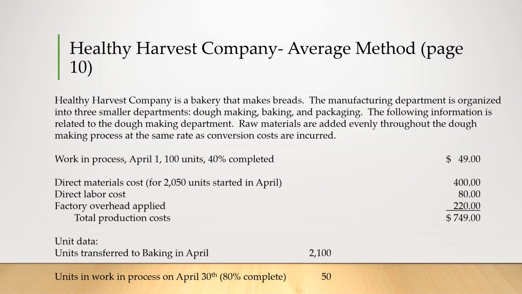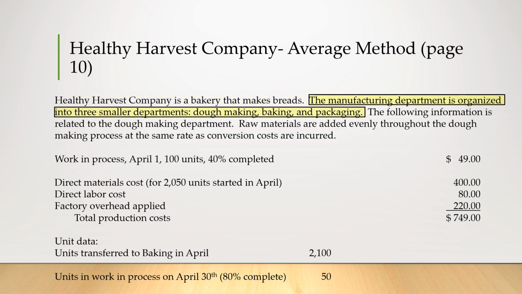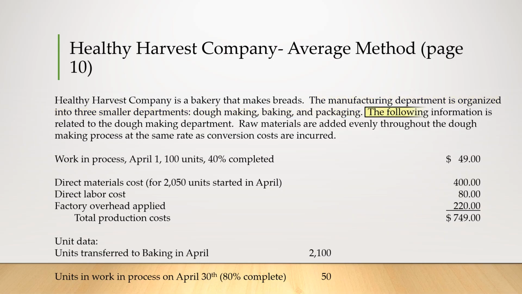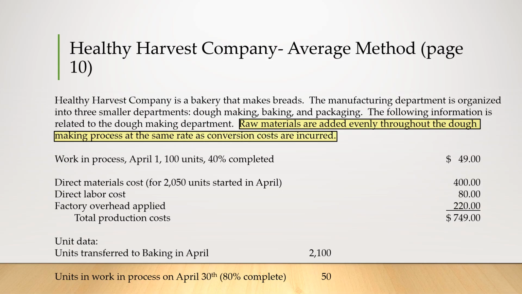Let's look at another problem and observe the average cost method. Turn to page 10 to consider the following information for Healthy Harvest Company. Healthy Harvest Company is a bakery that makes breads. The manufacturing department is organized into 3 smaller departments: dough making, baking, and packaging. The following information is related to the dough making department. Raw materials are added evenly through the dough making process at the same rate as conversion costs are incurred.